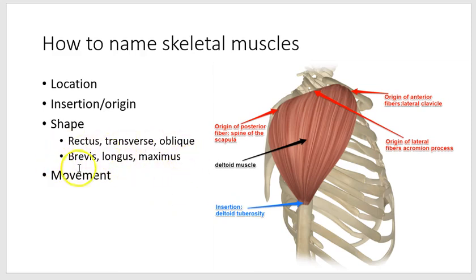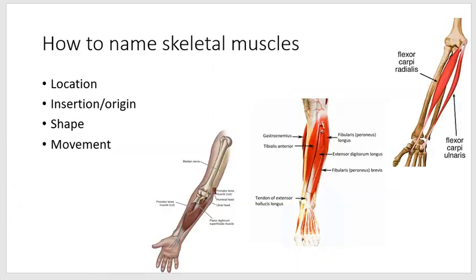And we have some other relative terms like brevis. If you have a muscle that is a brevis muscle, it is a short muscle, like you want to keep it brief. A longus muscle is going to be the opposite. It's going to be a long muscle. Maximus is a big muscle. Medius is a middle-sized muscle. And then minimus is a little bitty muscle. So there's lots of different ways we can name them based on shape, and they're telling you what that muscle looks like. But it can also tell you what that muscle does.